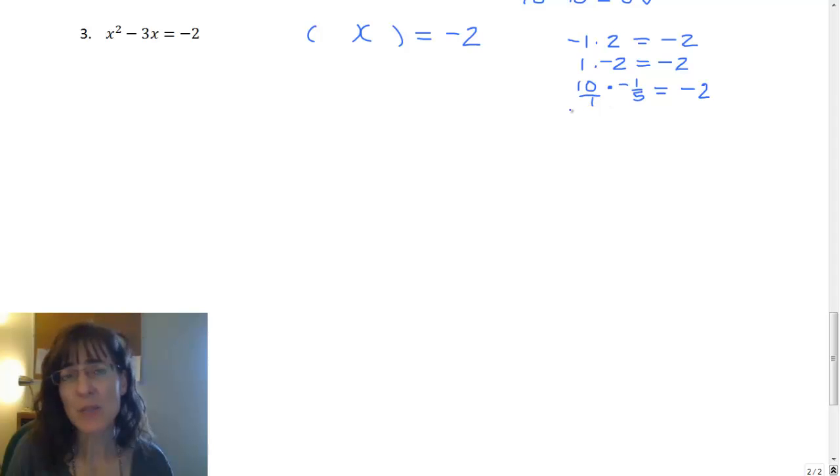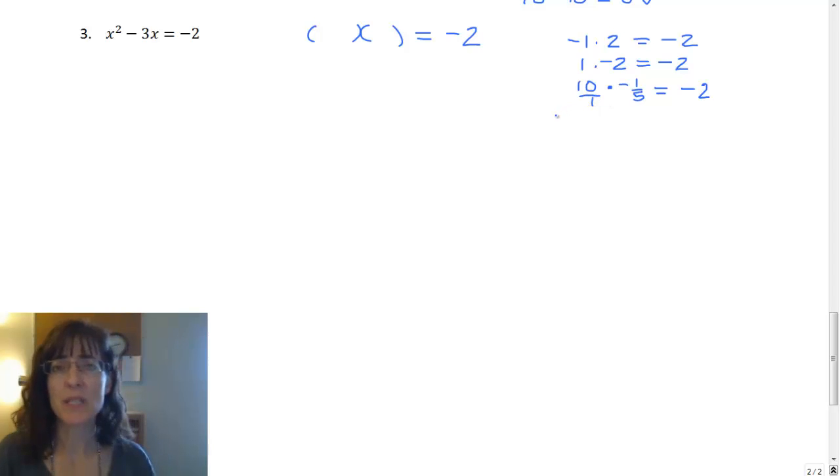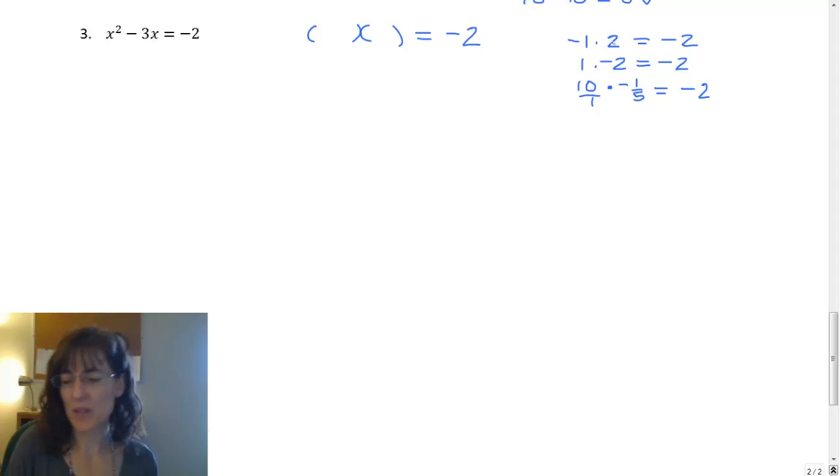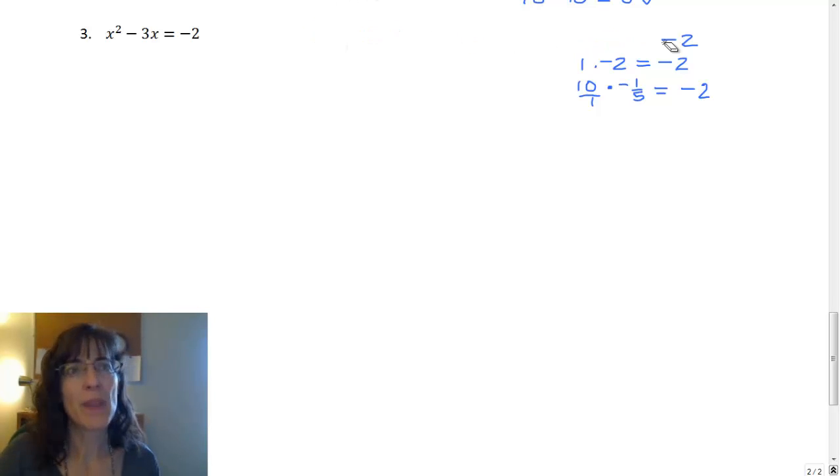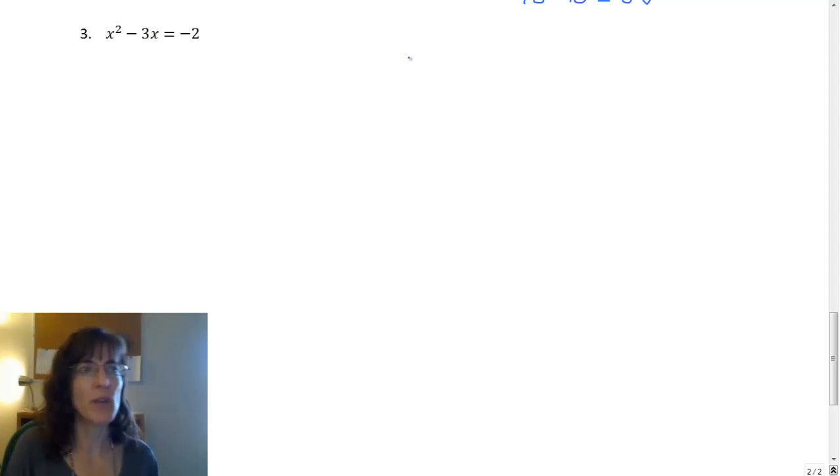That's not the case when you have it set to 0, because if it's set to 0, you know one of those two has to be a 0. There's no other way to get a 0 for a product. Here, I don't know that. So what I have to do is come back to my problem and say, well, -2 doesn't help me at all. Can I make it set equal to 0? And see if we can do that.